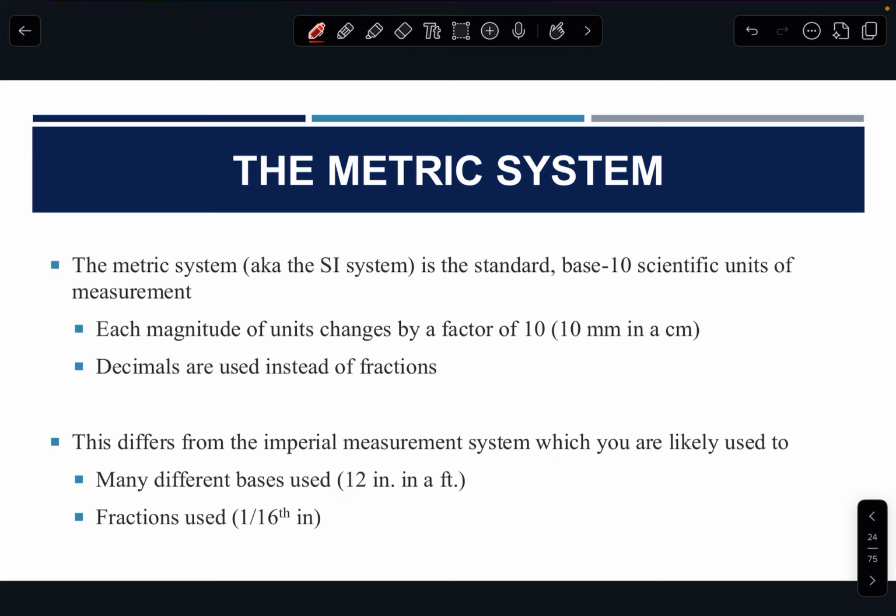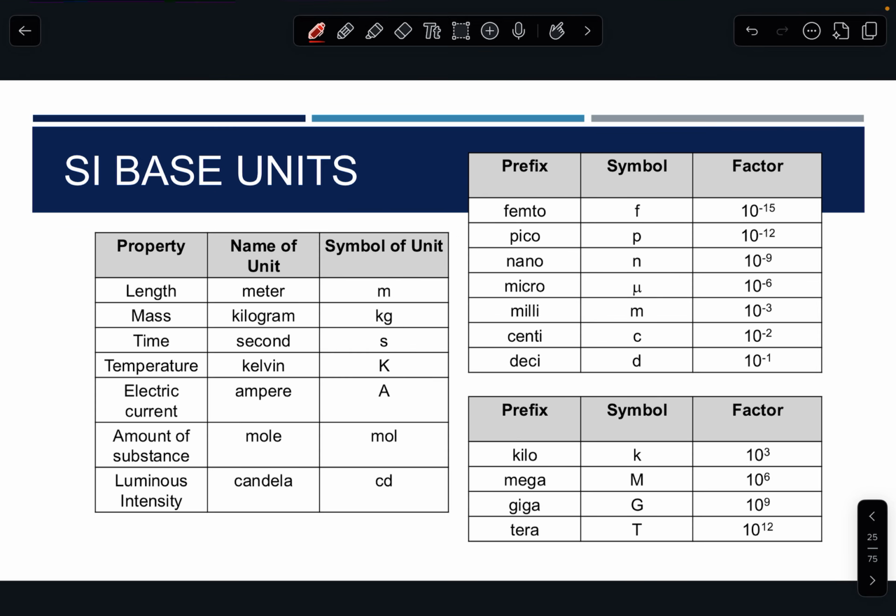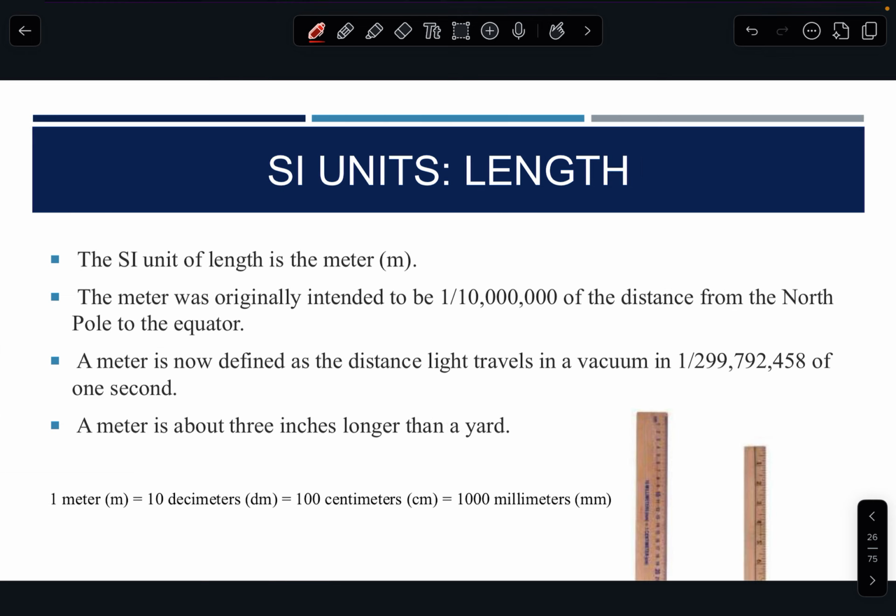1/32 for something half the size of a 16th. It can get very confusing, so we use the metric system because that is, in my opinion, just a better system. And I will skip by this for now, but if you'd like, you can pause here and take a look at all of the different base units that are used in the metric system.